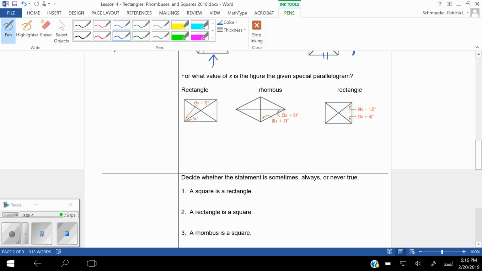Okay, how about these? For what value of x is the figure the given special parallelogram? So for what value of x is this first one here a rectangle? Well, what do I know? A rectangle has 4 right angles, so I know that 5x plus 2 plus 3x has to be 90. So I know that 8x has to be 90 minus 2, or 88. So I know that x has to be 11 for that to be a rectangle.